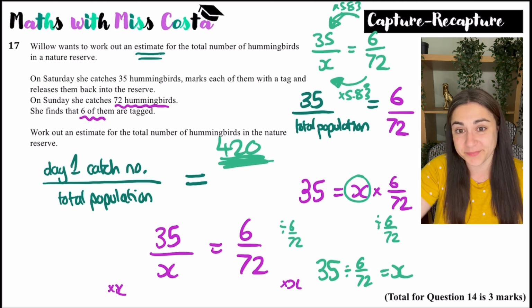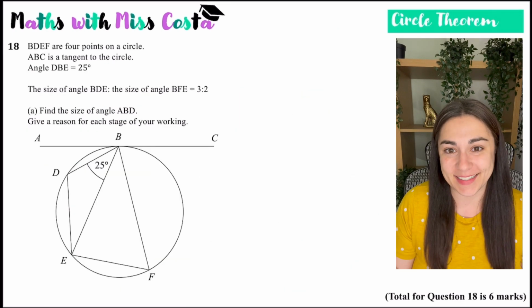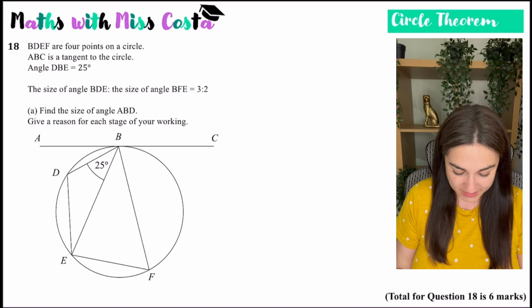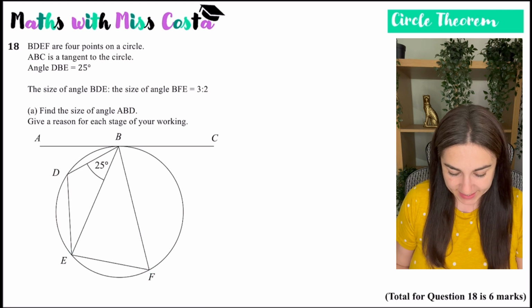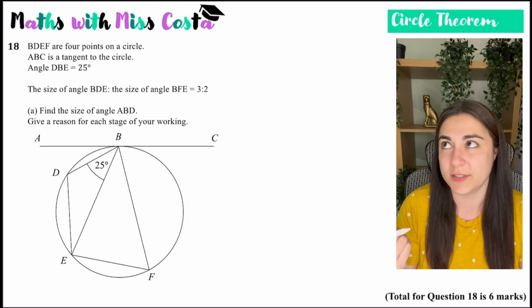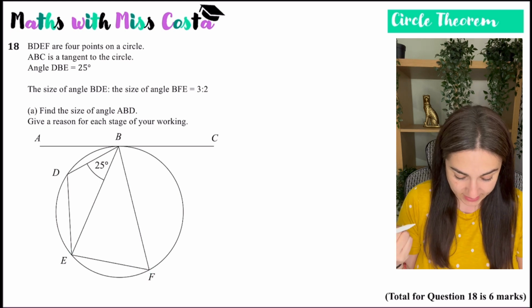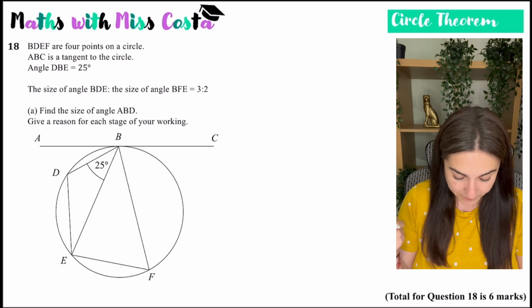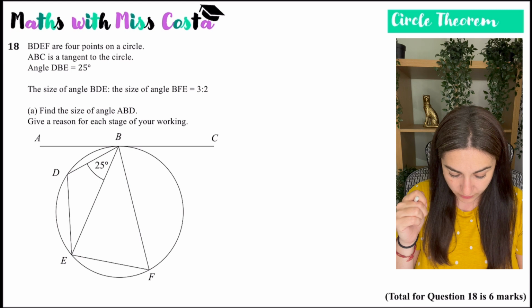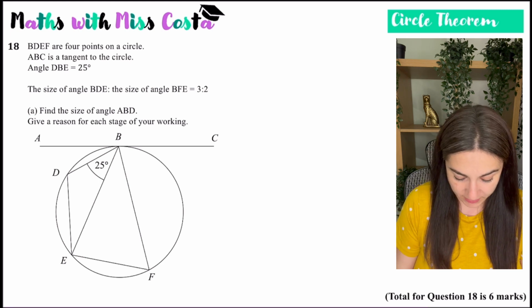on the second day. Okay, so now a nice circle theorem. So I'm told that B, D, E and F are 4 points on a circle, and ABC is a tangent to the circle. So automatically I should be either thinking tangent and a radius, which doesn't apply here because there is no radius, or tangent and a chord.